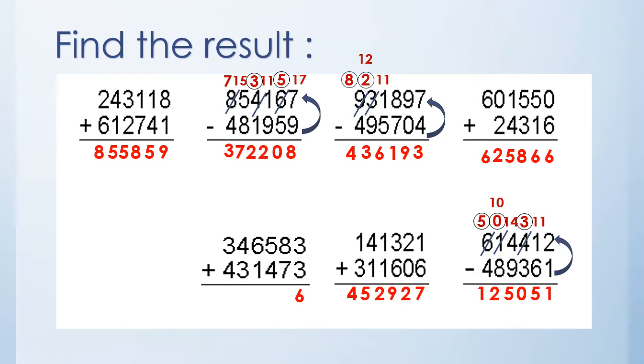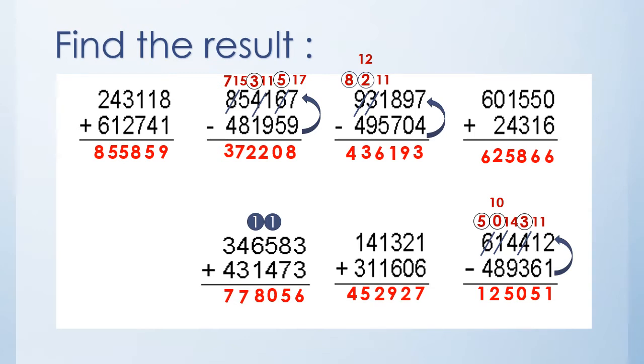The last problem, 346,583 plus 431,473. We start with ones. 3 plus 3, it's a doubles, equals 6. 8 plus 7, after 8: 9, 10, 11, 12, 13, 14, 15. Then I'll put 5 and carry up 1 over 5.